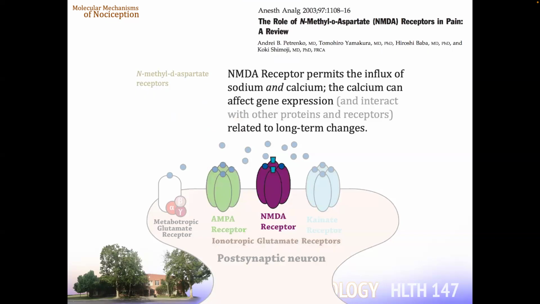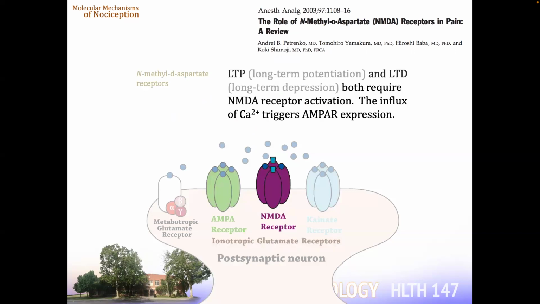Now, NMDA receptors let in both sodium and calcium, and calcium is more regulatory. Pain medications like gabapentin for neuropathic pain exert some of the effect by antagonizing the NMDA receptors. So long-term potentiation, that means more robust excitation in the future, requires NMDA activation. Again, calcium has regulatory roles. And the same is true for long-term depression, meaning a less robust excitation in the future. NMDA receptors help regulate the AMPA receptor expression.